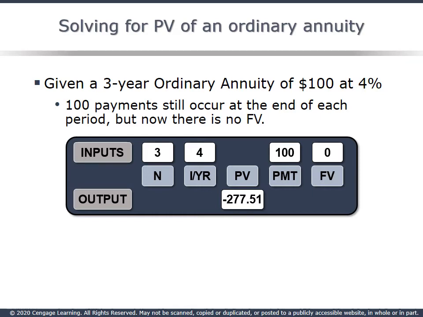And in this case, the answer is $277.51. So that means we'd be willing to pay today $277.51 to receive this series of $100 payments each year over the next 3 years.